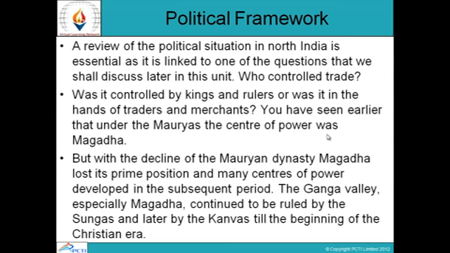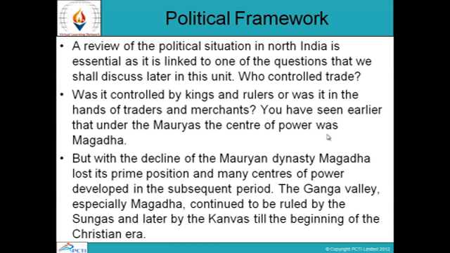Political framework. A review of the political situation in North India is essential as it is linked to one of the questions that we shall discuss later in this unit. Who controlled trade? Was it controlled by kings and rulers, or was it in the hands of traders and merchants?